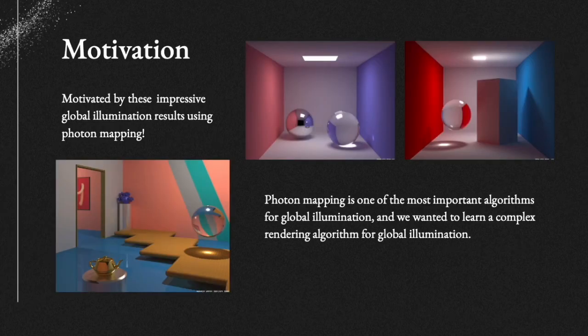Our motivation for this project is straightforward. We were inspired by those amazing renderings produced from global illumination using photon mapping. In particular, we're curious about whether extending ray tracing with photon maps could yield a rendering that more efficiently simulates all types of direct and indirect illumination.